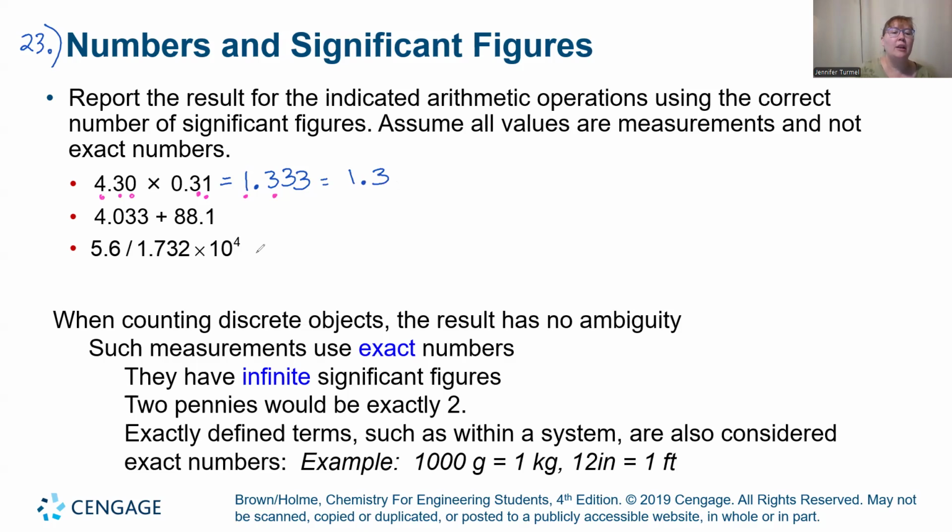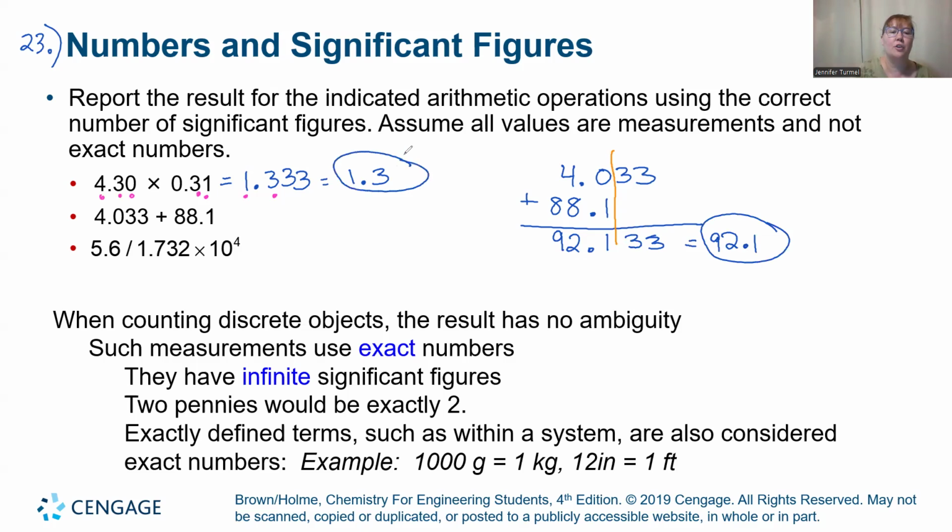Okay. Now I'm going to come over here. I've got this next one, and I have 4.033 plus 88.1. Okay. And now remember that this one's a little different. This is where my values end. So when I add these together, I get 92.133. And again, those threes round down. And so this becomes 92.1. Sort of circle my answers here.